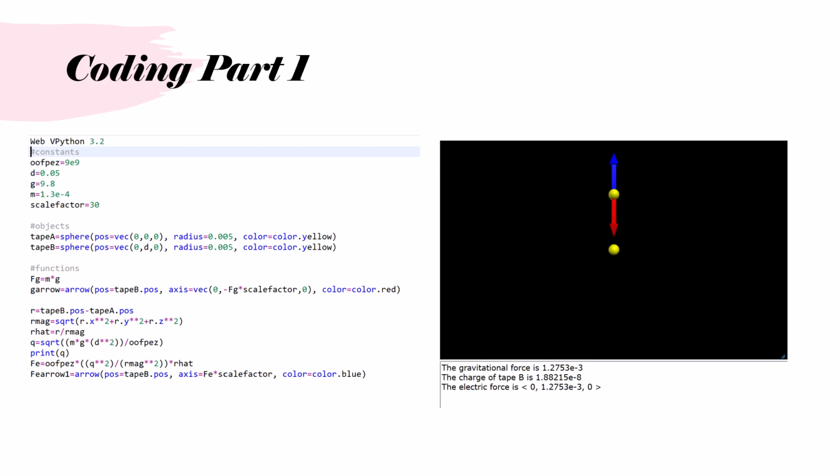Part 1 of the computational model was modeling the pieces of tape as point charges, so I calculated the force of gravity, the charge of tape B, and the electric force, and the results are shown in the image on the right. You can see that the red arrow gravitational force is opposing the blue arrow electric force, but they're equal in magnitude, so they cause a net force of 0 on tape B, and the charge of tape B is also shown at the bottom.